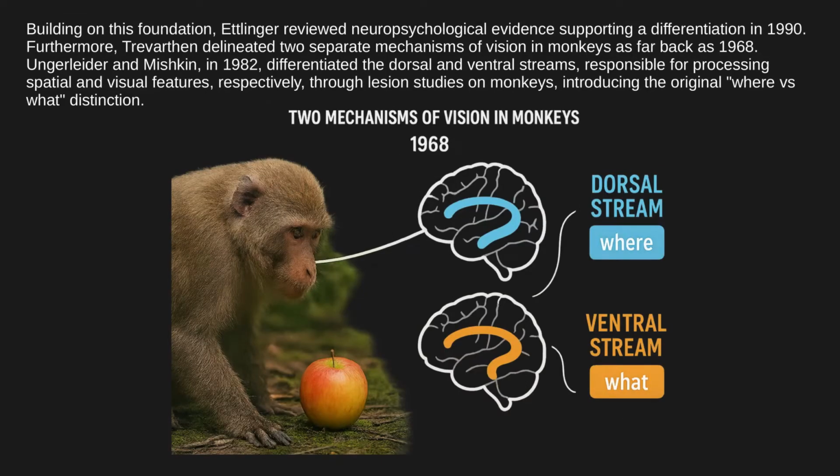Building on this foundation, Ettlinger reviewed neuropsychological evidence supporting a differentiation in 1990. Furthermore, Trevarthen delineated two separate mechanisms of vision in monkeys as far back as 1968. Ungerleider and Mishkin in 1982 differentiated the dorsal and ventral streams, responsible for processing spatial and visual features, respectively, through lesion studies on monkeys, introducing the original where versus what distinction.